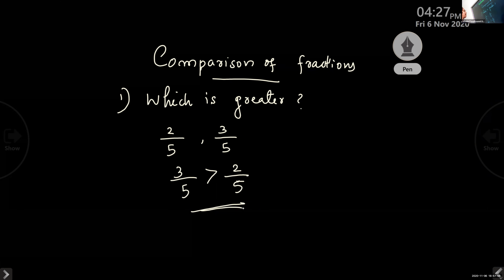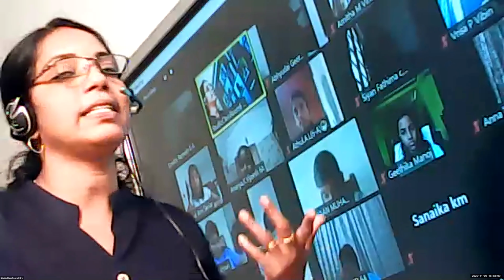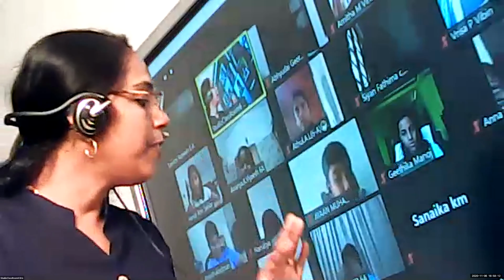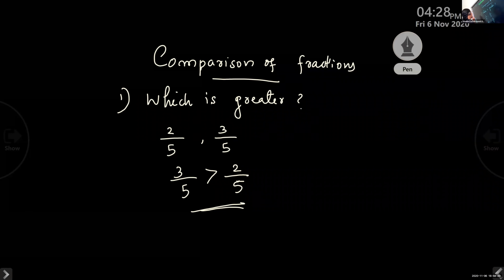We could compare it because the denominators are same. So we can easily compare it like addition, subtraction. If they are like fractions, it is very easy to compare. But if they are unlike fractions, it will be difficult. I'll give one example.